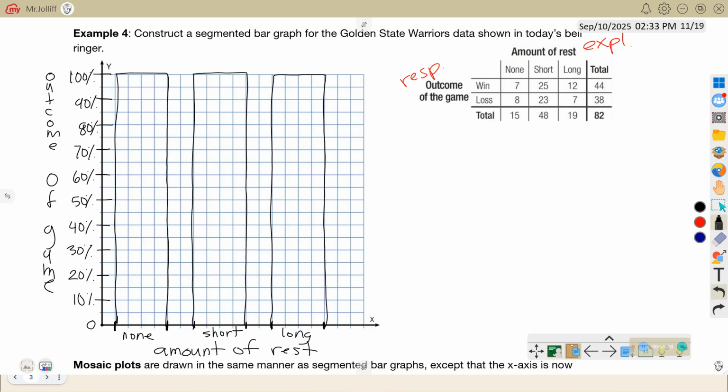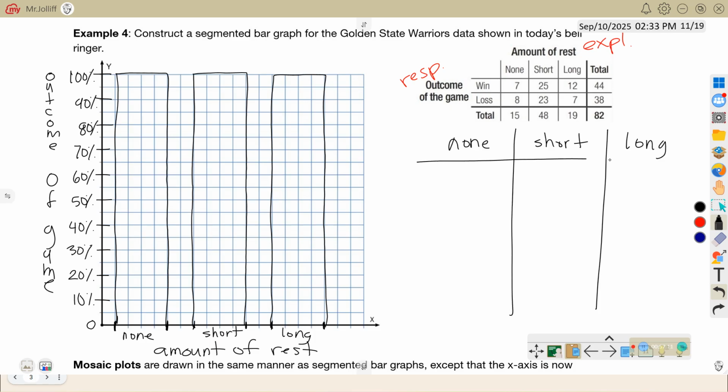Segment them. Very good. And to segment them, I need to start doing calculations. I am looking at conditionals where the variables on my x are my conditions. So I should have calculations for the none, calculations for the short, calculations for the long. And then I should have wins and losses. For each of those wins and losses, for each column there, I should add up to 100 because I'm segmenting this way, dividing it into chunks.